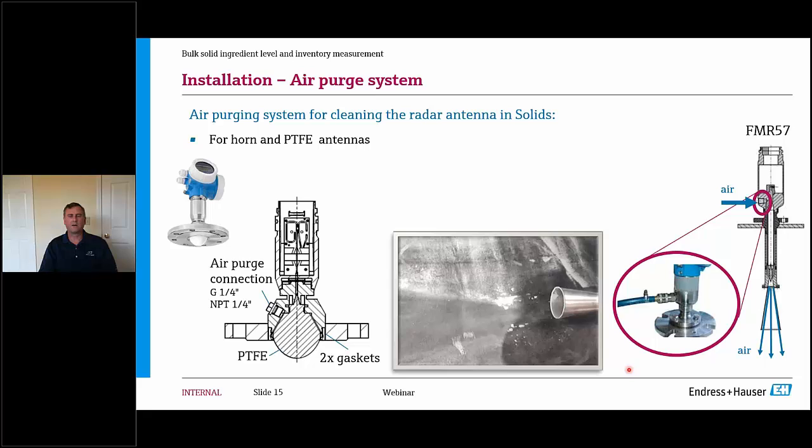So that's an example of how that could look. If you have an antenna which is essentially filled up with a powdery build-up or other material, you apply that air purge, you blow it all out, and now you're back measuring like you should again, with the full energy being transferred out.